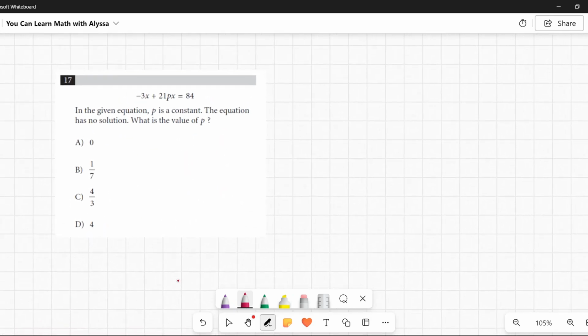Number 17, 3x plus 21px equals 84. In the given solution, p is a constant. The equation has no solution. What is the value of p?